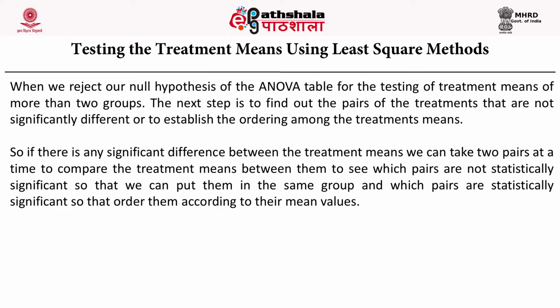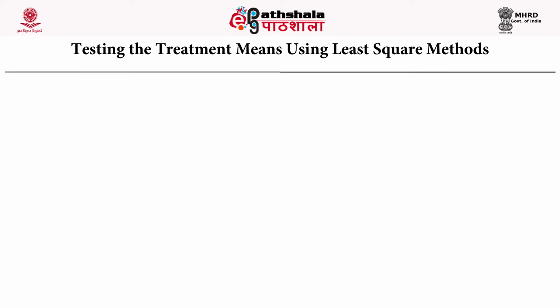If there is any significant difference between the treatment means, we can take two at a time to compare the treatment means to see which pairs are not statistically significant, so that we can put them in the same group, and which are statistically significant, so that we can order them according to their means. The steps are given below.